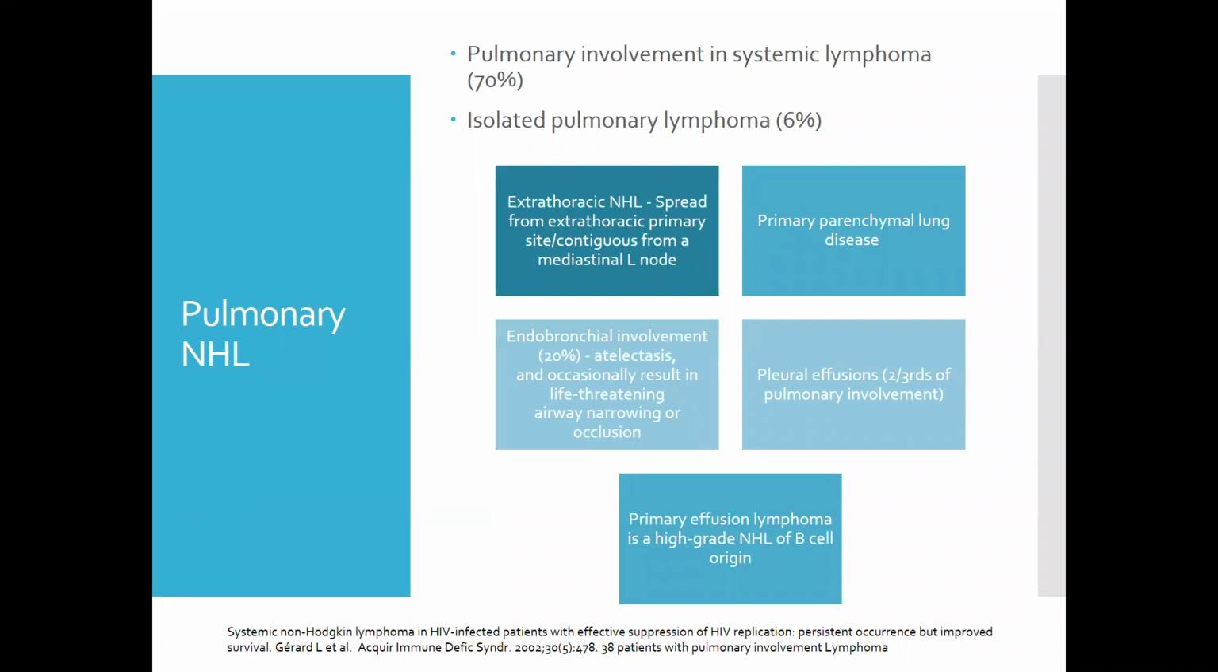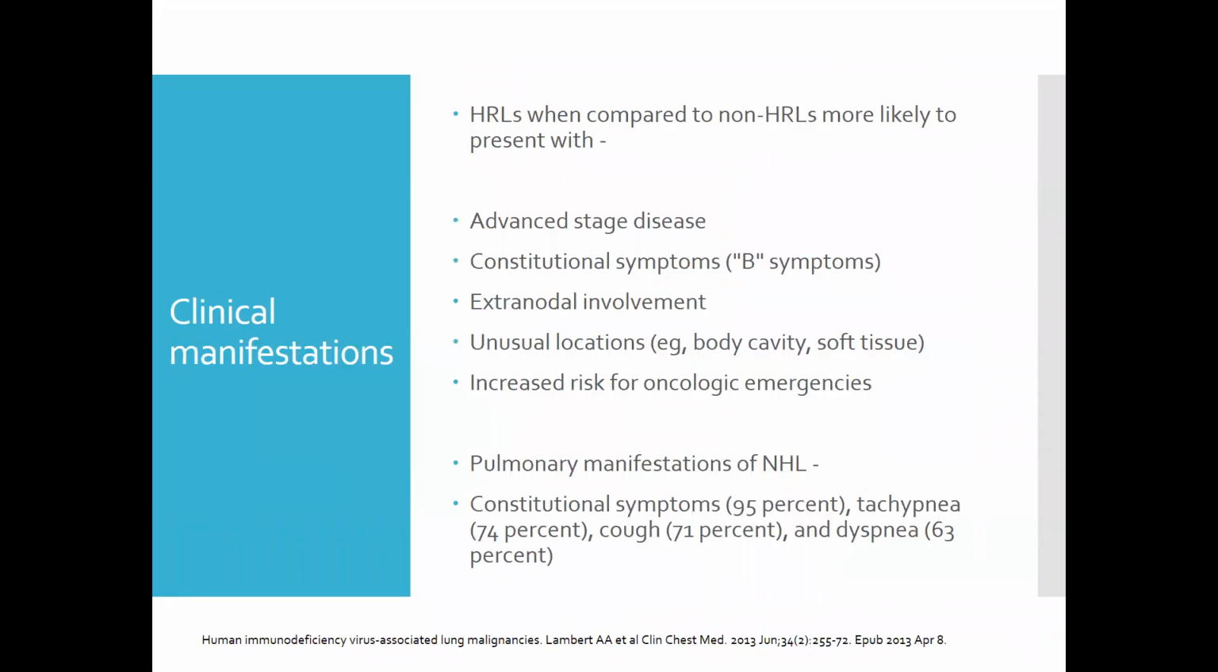The terminology primary effusion lymphoma is actually a separate entity. It is a kind of non-Hodgkin's lymphoma, which is a high-grade B-cell lymphoma, wherein you have not just pleural effusion, but also involvement of other effusions like ascites and things like that.